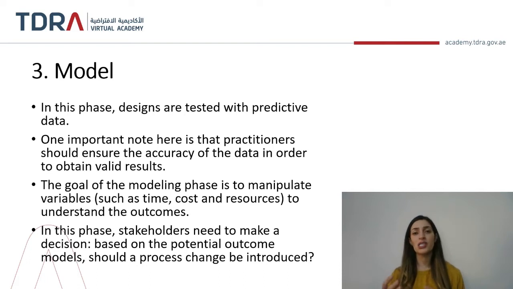The goal of the modeling phase is to manipulate variables. Variables here are the things that will change, as the input of the process, such as time, cost, and other resources used to understand the outcomes. So we try to change these variables. For example, if we add more money to this, will it give more value? If we use less time, what will happen?